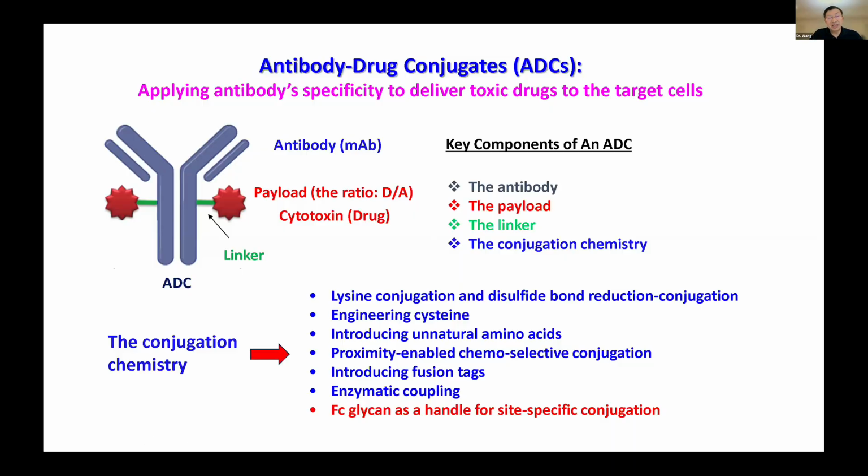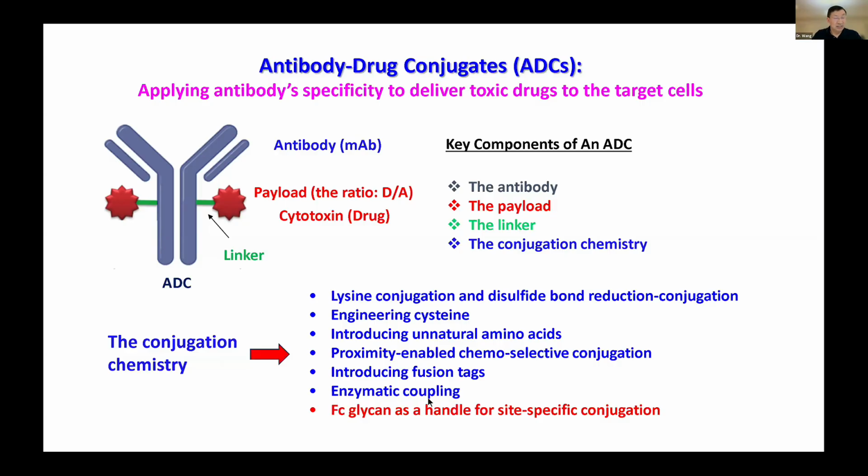There are many excellent methods that have been developed in the field. The original random conjugation, as Dr. Lee has mentioned, has a lot of problems. Disulfide bond reduction conjugation is the method used for most of the ADCs recently approved by the FDA. Then you can engineer the protein to introduce cysteine for conjugation, introduce an unnatural amino acid, use proximity-enabled chemistry for chemoselective conjugation, or introduce fusion tags with subsequent conjugation. There is also enzymatic coupling like MTG.